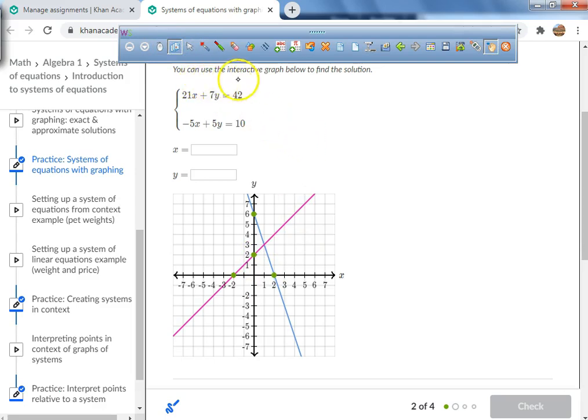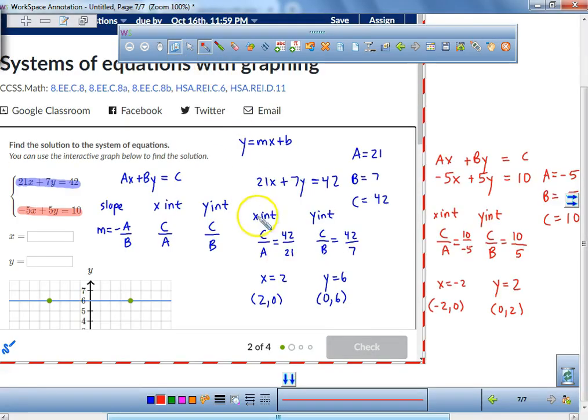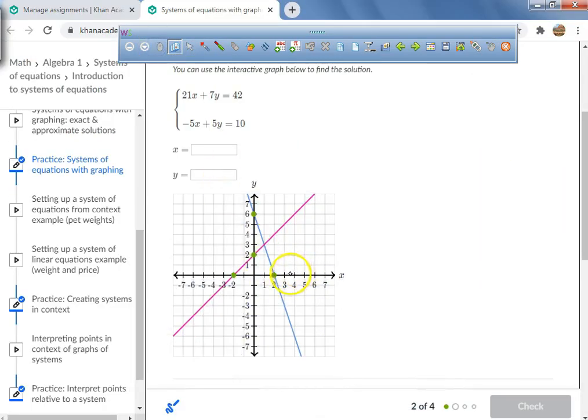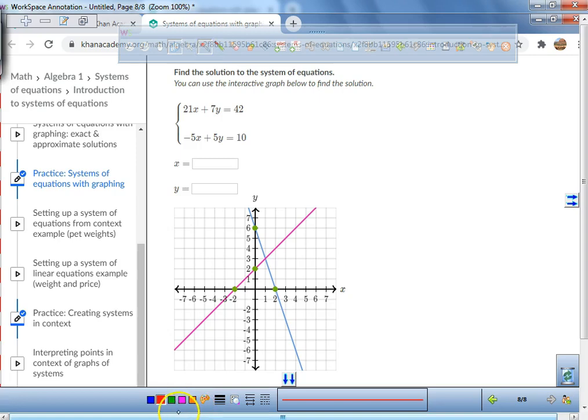So we used the interactive graph. We used the, what are we using? The x-intercept and the y-intercept. So let me make sure you guys see this. Hopefully you understand what I'm doing. If you don't, I feel so bad. But that's my 2, 0. And right there, that's my 0 and 6. What does this one represent right there? That's my 0, 2 and my negative 2, 0. So you need to know your ordered pairs in order to do this method.